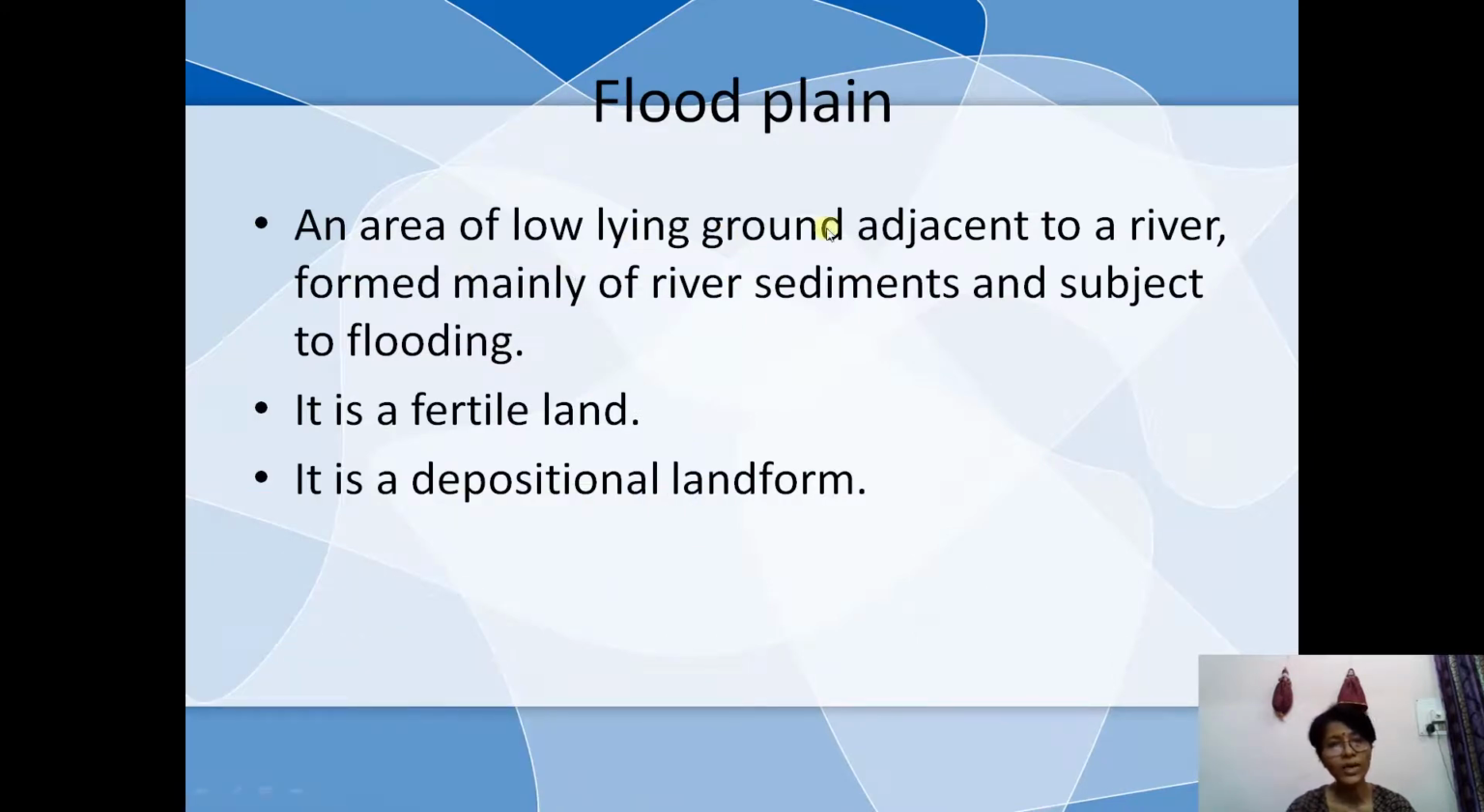Floodplain, an area of low-lying ground adjacent to a river, formed mainly of river sediments and subject to flooding, and is a fertile land. It is a depositional landform. That means near the river, on both banks of the river, it is formed mainly by the river sediments, and these floodplains occur on both banks of the river, and usually whenever the water level of any river rises, definitely the bank of the river will be flooded.